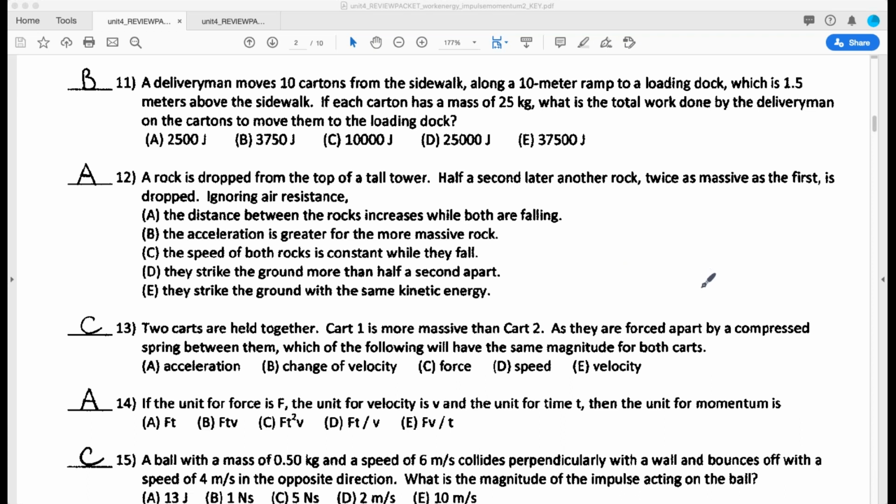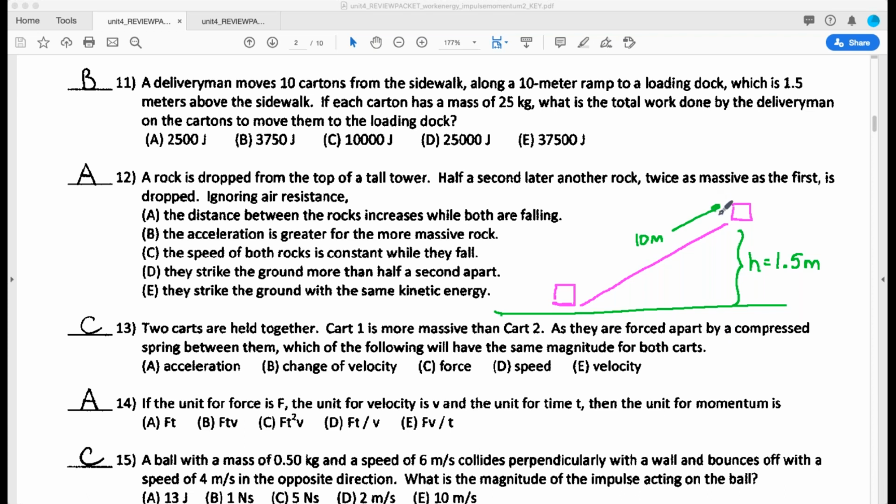So if I were to make a sketch of this, here's one of those cartons, and they're going to move it up this loading dock to this upper position. And the upper position, we're told, I'm going to cue you to the answer here, I'm going to call that a height h, 1.5 meters above the starting position. So we should recognize that the stored energy of the box as it moves along this ramp, remember that the ramp is 10 meters.